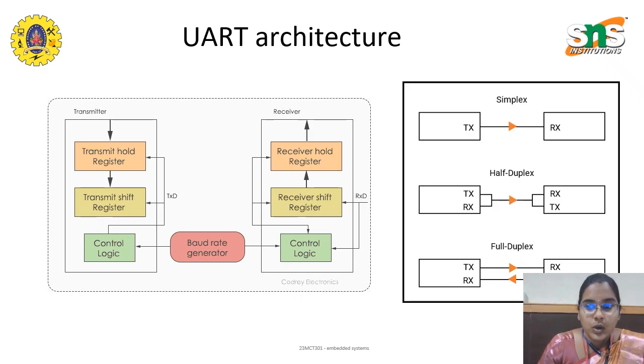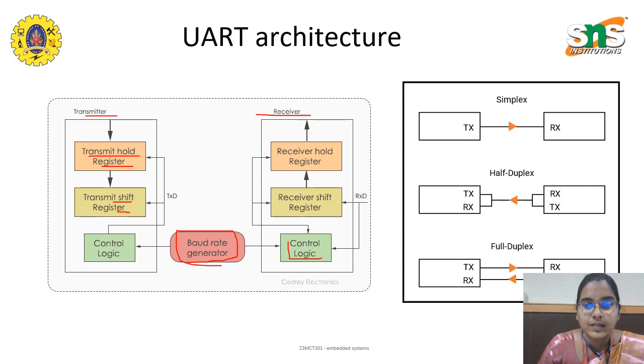Next is UART architecture. If we see a UART transmission, we have a transmitter device and a receiver device. In the transmitter device we have the transmit hold register to hold the data which has to be transmitted, shifting operations, and control logic, depending on which the data is transmitted. We also have a baud rate generator, which sets the speed of the data transmission.